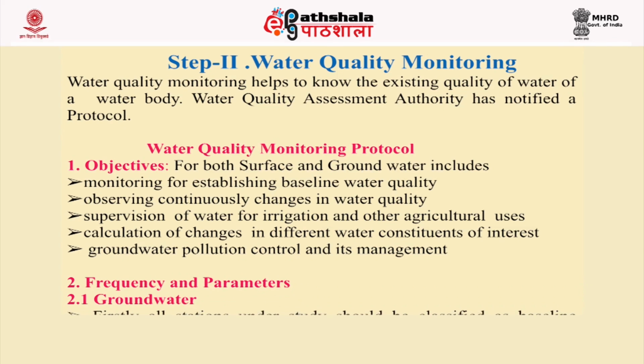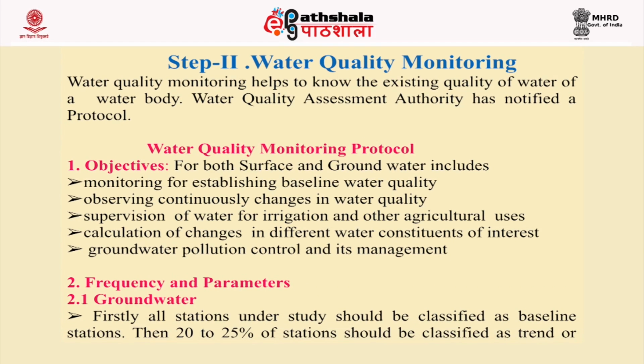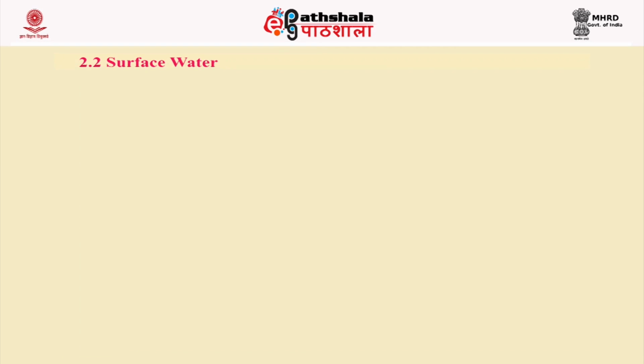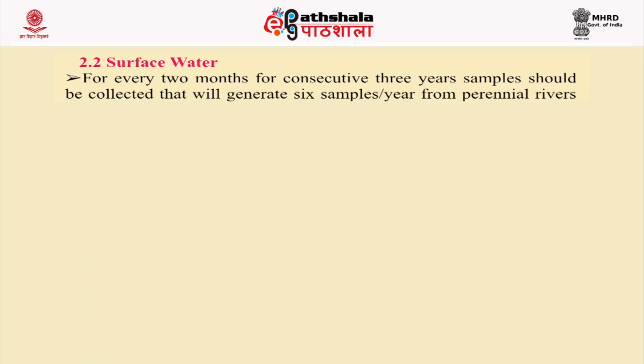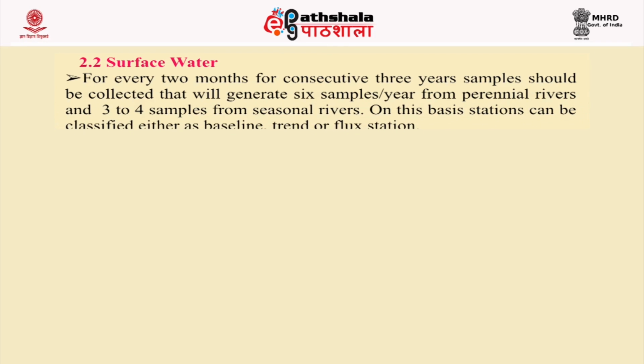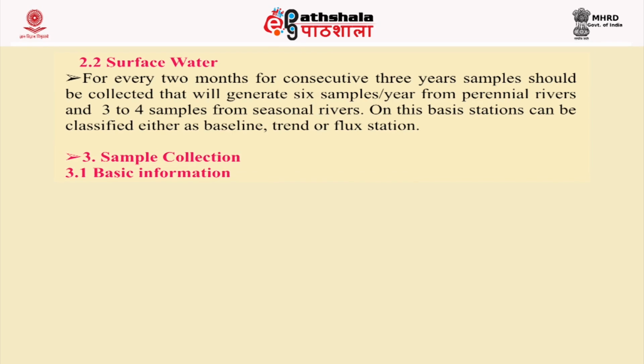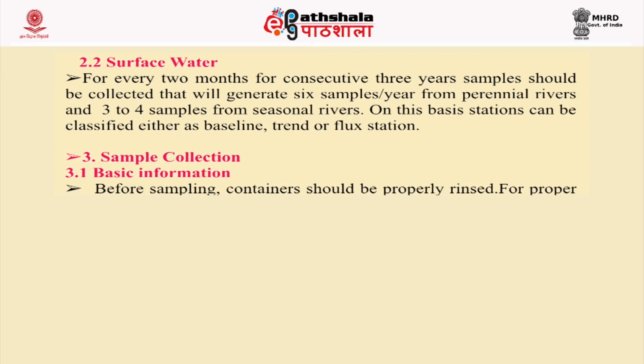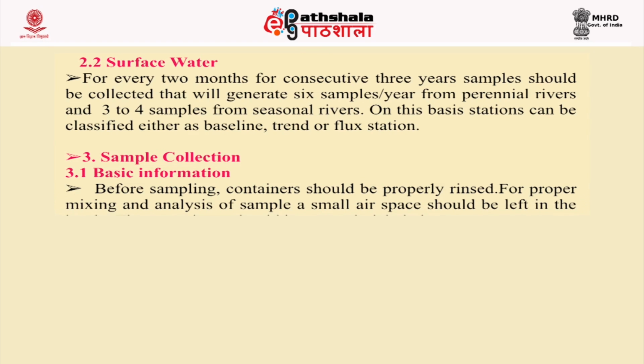Second step in the protocol is frequency and parameters. That includes for groundwater, firstly, all stations under study should be classified as baseline stations. Then 20 to 25% of stations should be classified as trend or trend cum surveillance stations. Second, for surface water, every month for consecutive 3 years, samples should be collected that will generate 6 samples per year from perennial rivers and 3 to 4 samples from seasonal rivers. On this basis, stations can be classified either as baseline, trend or flux station.